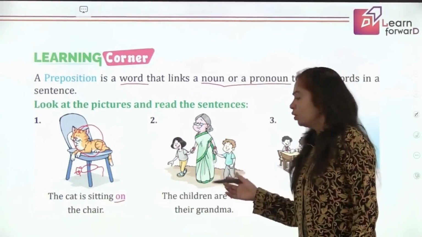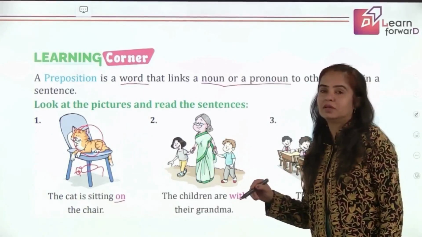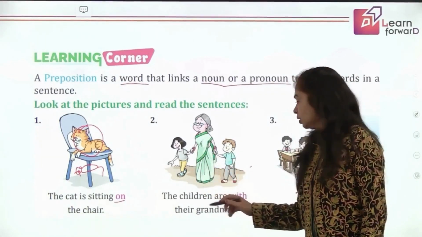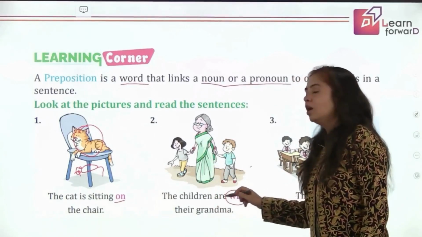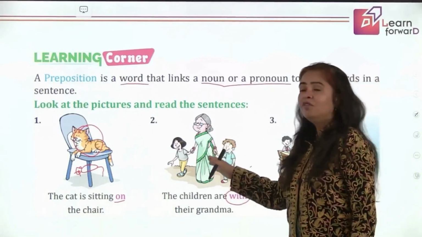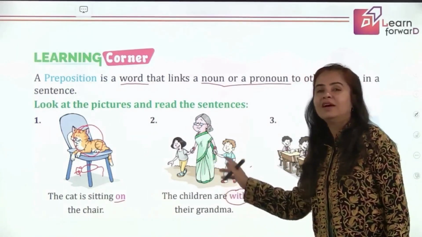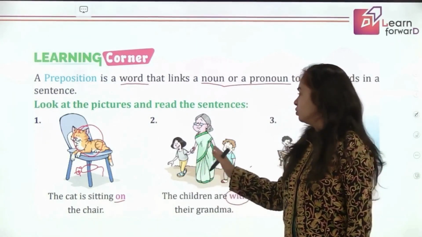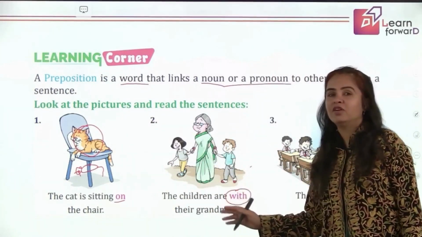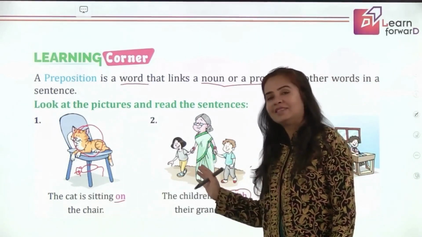Now, in the next, what do you see? The children are with their grandmother. So, both the children are going somewhere with their grandmother. That means with is the preposition here. Now, I can put another question here. Where is the grandmother? Grandmother is between her grandchildren, right? Can you see? She is just between, one child is on the right side, the other is on the left side of the grandmother. So, it means she is between her grandchildren, right?